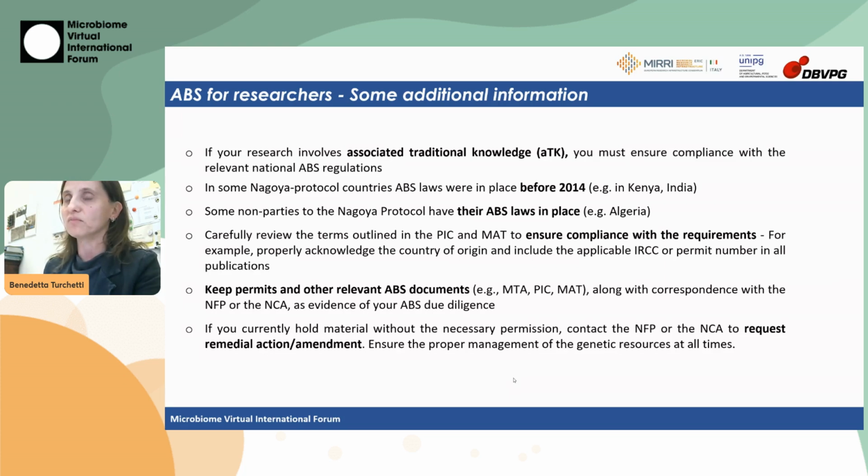For example, an easy requirement is to acknowledge the country of origin and include the applicable IRCC or permit number in the publication. Then keep all the permits and all the relevant ABS documents, along with the correspondence with the national focal point and national competent authorities, as evidence of your ABS due diligence, evidence that you have looked for information and you have followed what ABS in that country asks.